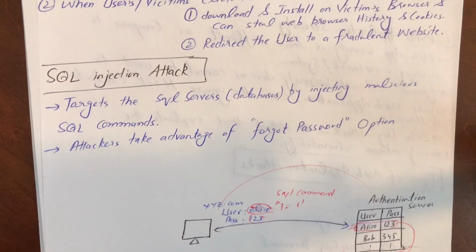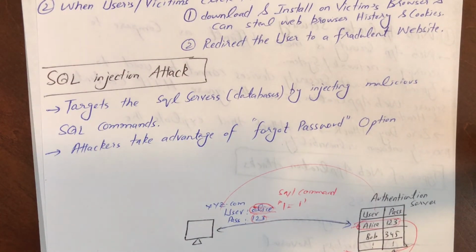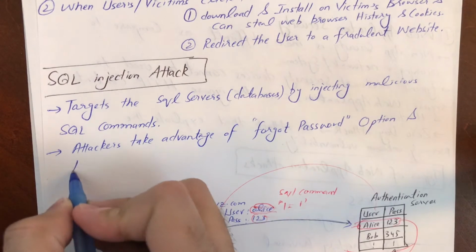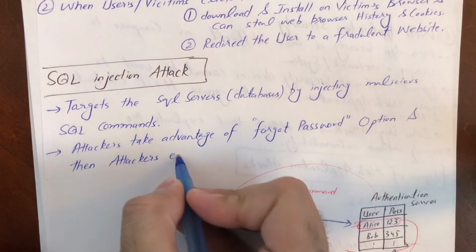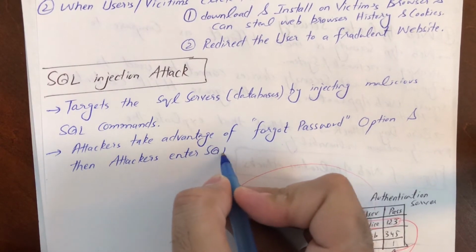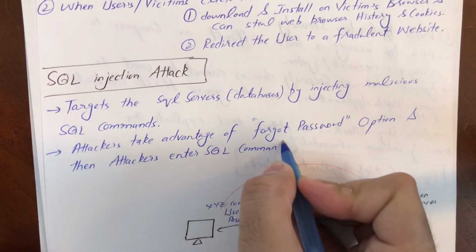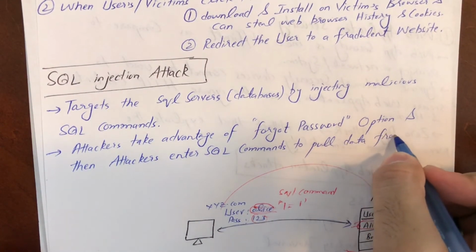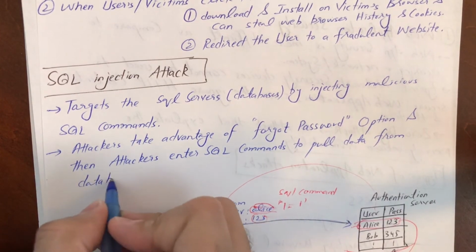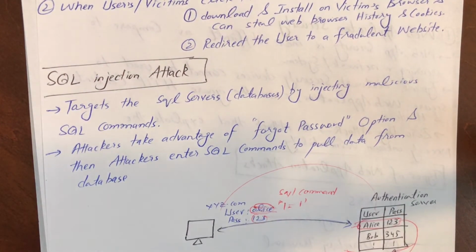They don't ask you, like, I forgot my password. They might ask you to enter your username, and then attackers enter SQL commands to pull data from the database. Once you hit the forgot password option, it gives you the option to enter a username or email address. So rather than putting a username or email address, they actually enter the SQL commands.